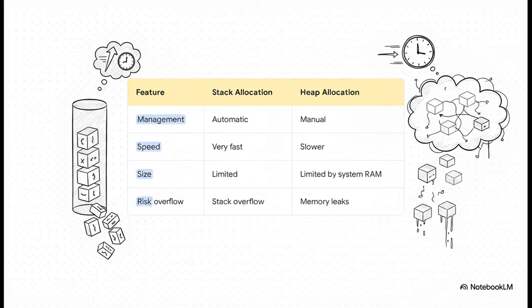So what's the big takeaway here? It's all about a trade-off. The stack is automatic, it's incredibly fast, but it's small. If you try to push too much onto it, you get a stack overflow. The heap, though, is huge and flexible, but it's slower, and it puts all, and I mean all, the responsibility on you, the programmer, to manage it correctly.